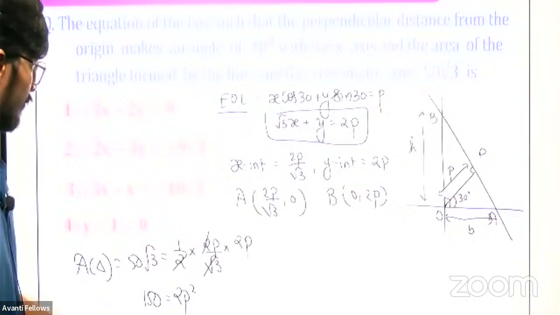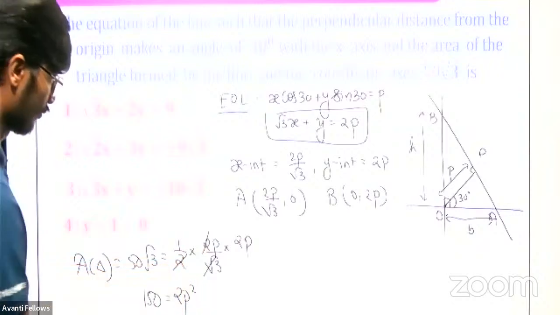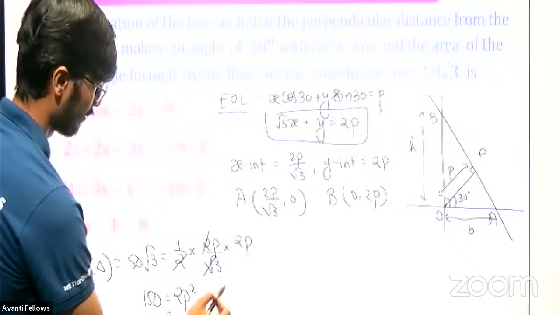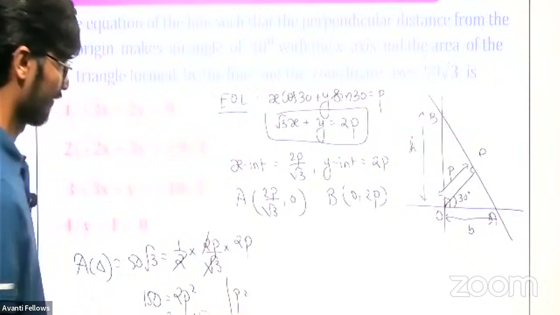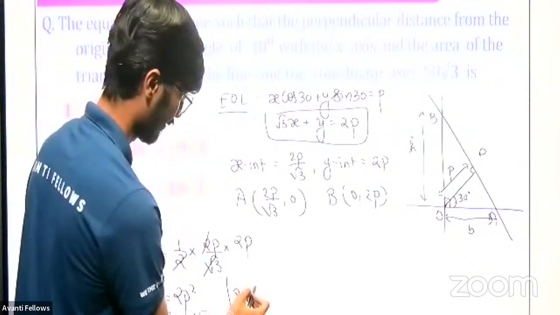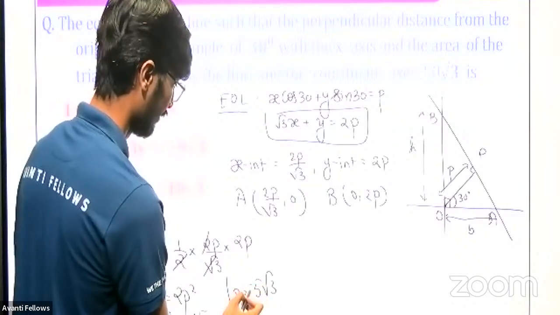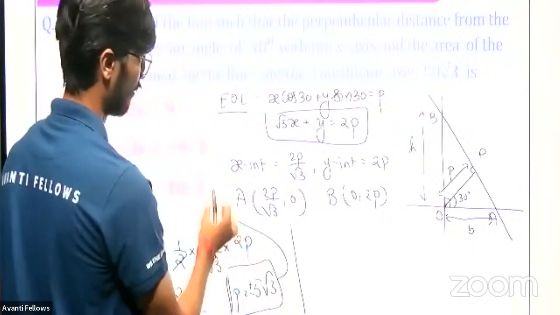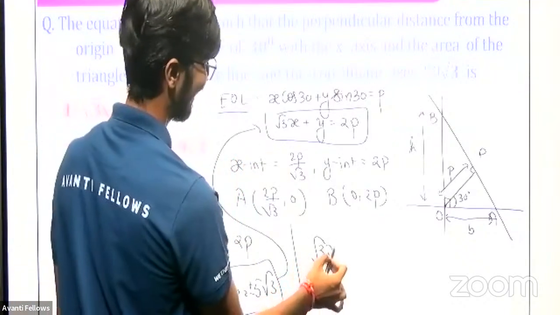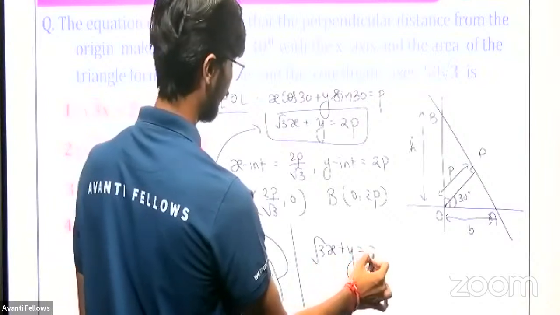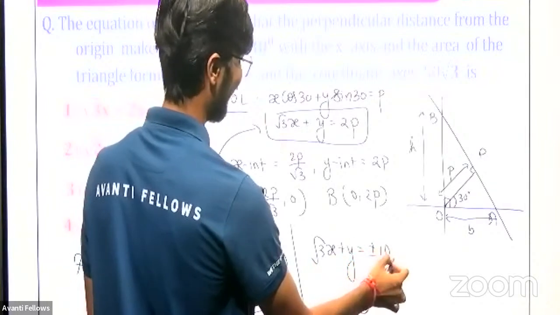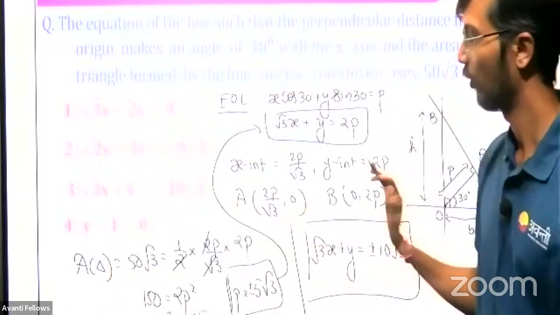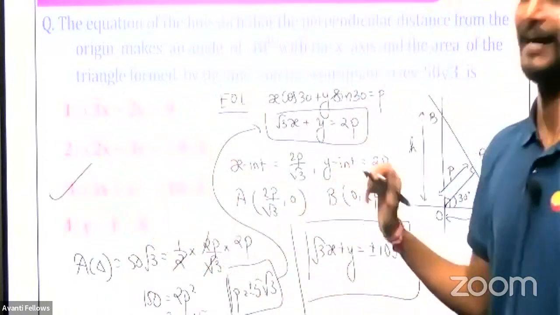Am I right? Yes. So that means p square will be equal to 75. That means p will be equal to root 75. 25 3s are 75, so I can write 5 root 3. Obviously, we have to put plus or minus. Just substitute it here. So my equation of line here will become root 3x plus y is equal to plus or minus 10 root 3. Why 10? Because it is 2p here. So my option will be option number 3.